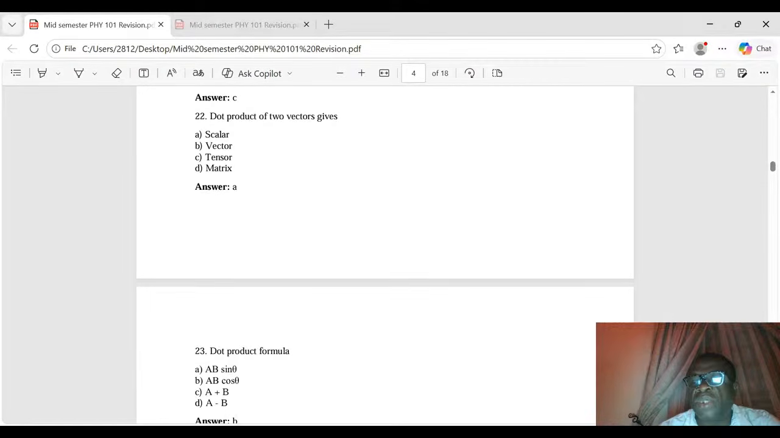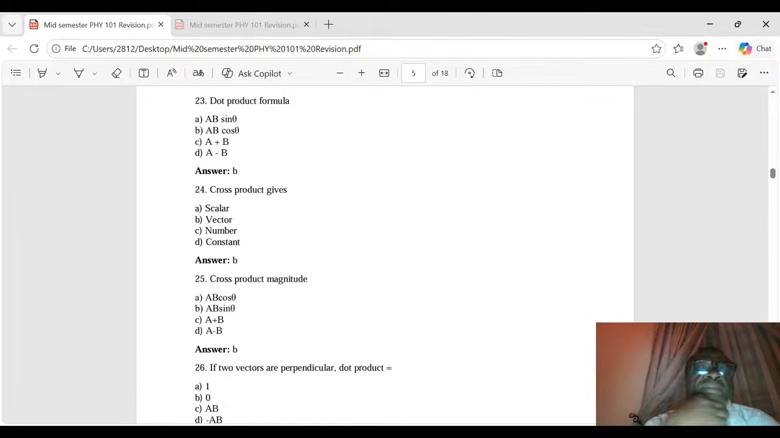And question 23, which is interesting. Dot product formula is A AB sine theta, B AB cos theta, C A plus B, D A minus B. Looking at this, AB cos theta is the dot product. AB sin theta is the cross product. You need to know the difference between this. Option A is defining the cross product, and option B is defining the dot product. So the dot product formula is AB cos theta, which is option B.